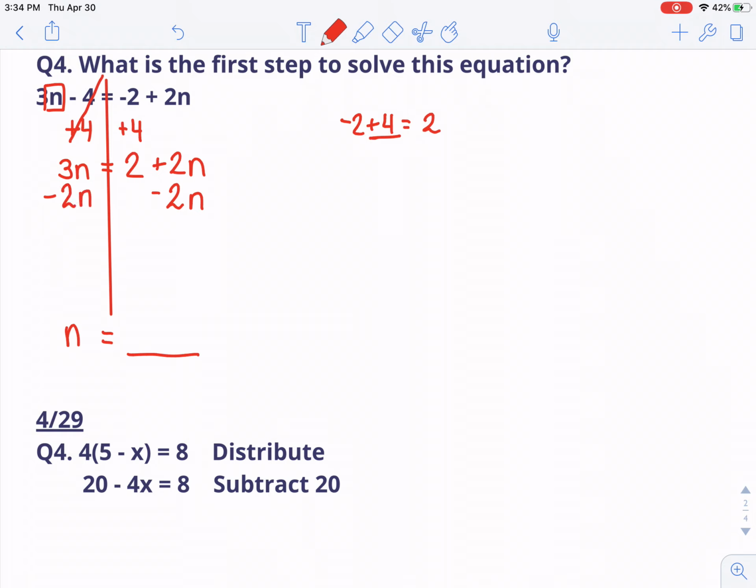Every action has to be done on both sides to stay balanced. We are left with 1n equals 2, otherwise known as just n by itself. N equals 2. And there we have it, our final answer.